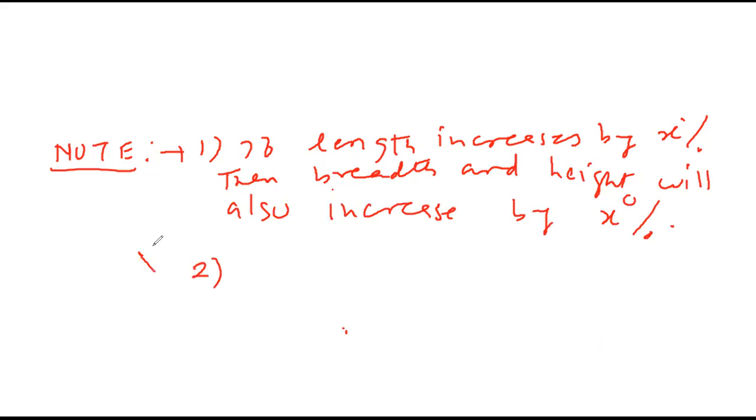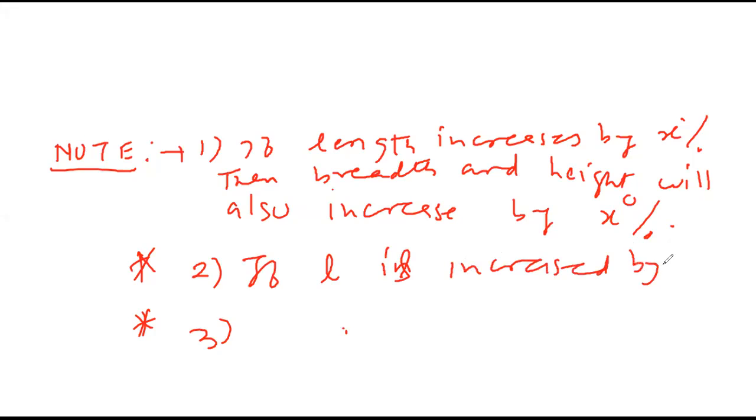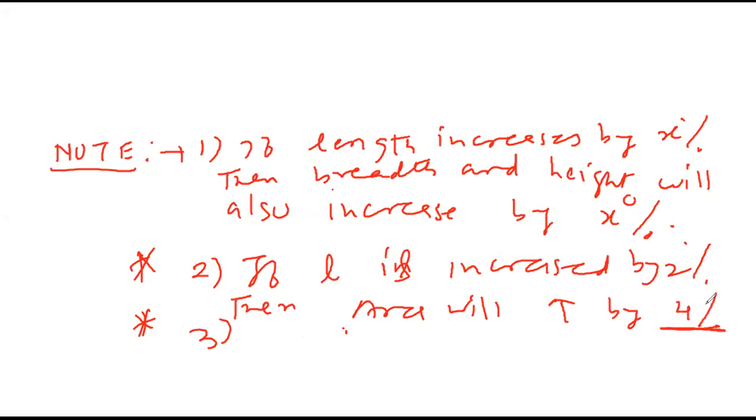Now, usually your school asks this many times. If length is increased by 2%, then area will increase by what percent? Can you tell? 4. Very good. That means it is 4%, because length and breadth both will increase by the same. Correct. Now volume will increase by what percent?